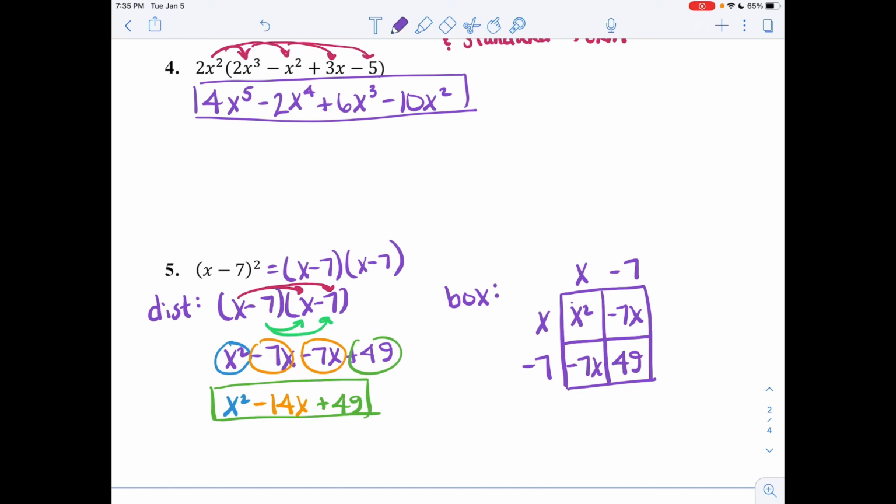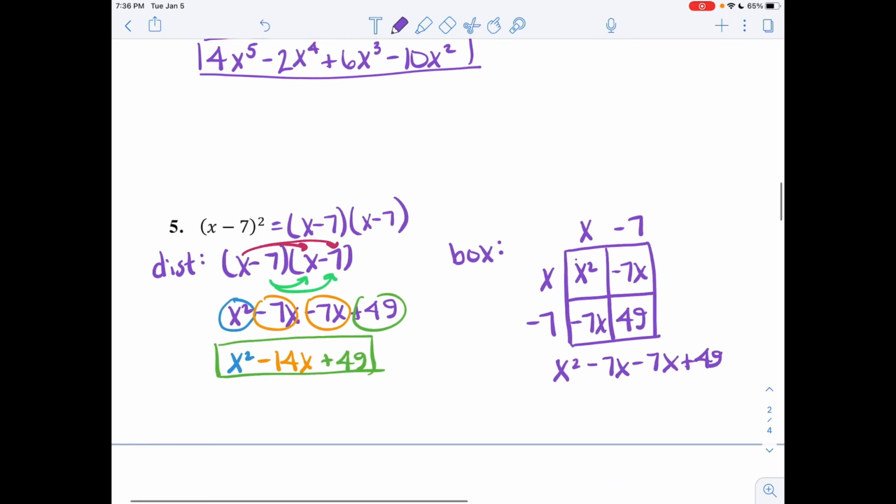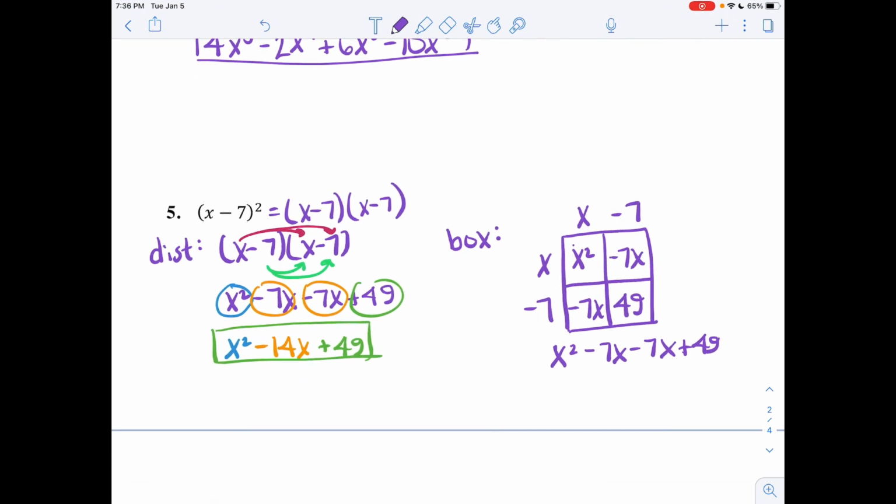If you want to, go ahead and take the step of writing all of these terms down below. You don't have to. You can go ahead and combine like terms straight from the box if you'd like. So x squared minus 7x minus another 7x and plus 49. We're going to get the exact same thing. These are the same terms that we had before. So we're going to get x squared minus 14x and plus 49.